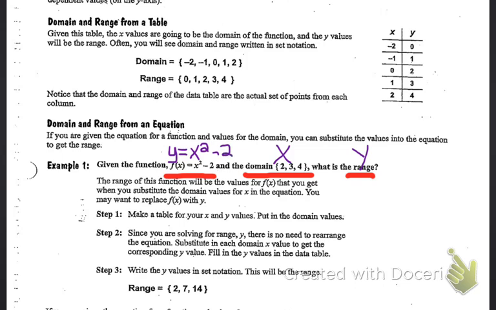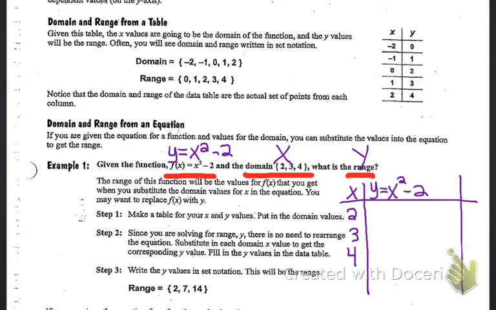So we're actually going to create a table to help us determine our range. In our table, we're going to have our x values that we know. We know our x's are 2, 3, and 4. Our equation is y equals x squared minus 2. And what we're going to determine is our range, which is our y's. So let's go through and plug in our values for our equation. So we'll have 2 squared minus 2, 3 squared minus 2, 4 squared minus 2.